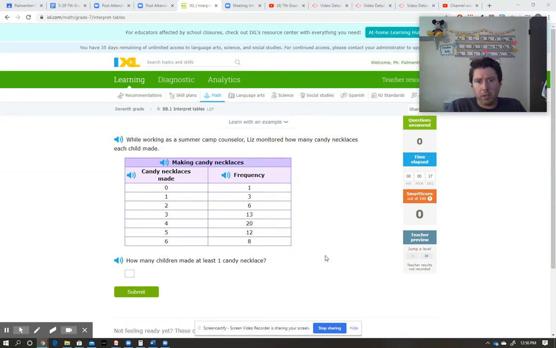This is BB1, Interpret Tables. What you want to do here is all about reading tables and asking, do I get it? Can I read the frequency table? Can I not? That's basically what it comes down to. You need to take your time and observe the words, or listen to the words.